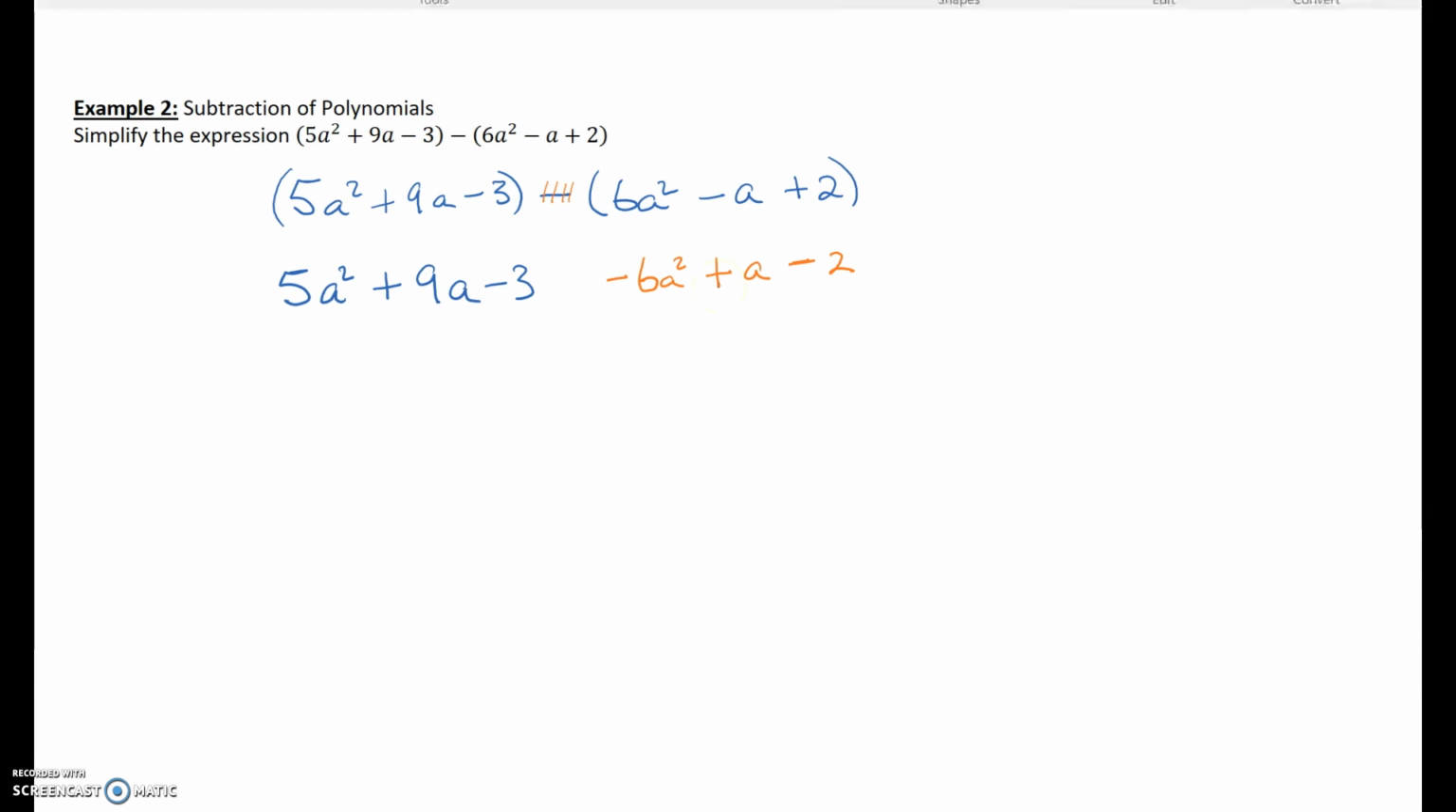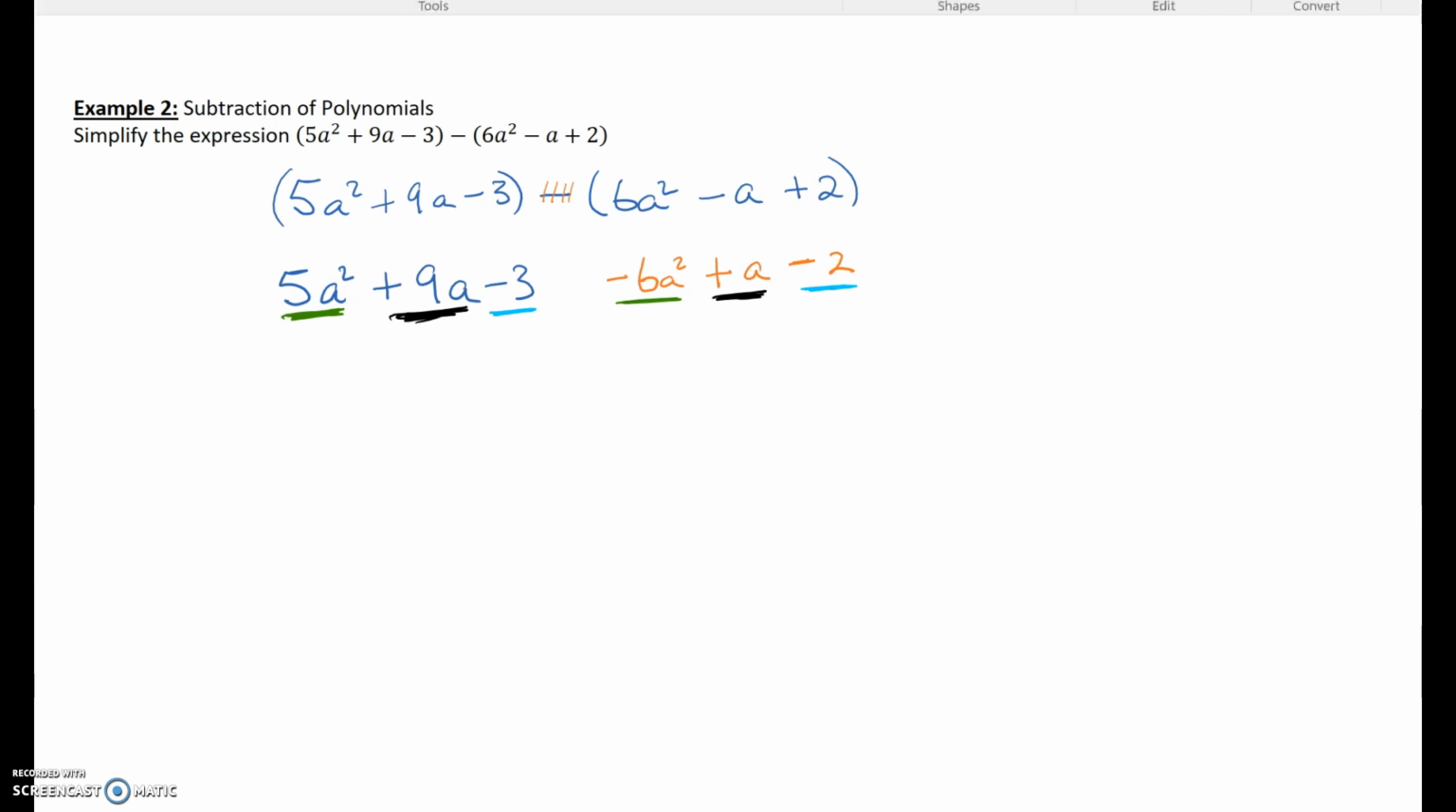Okay, so now let's identify the different types, the different sets of like terms. So we have 5a squared, and here's another a squared. We have a 9a. We can use a black pen for that, 9a. And we have a plus a here. And then we can use, let's say, the light blue for the ordinary numbers. Okay, so we've got it just like we had before.